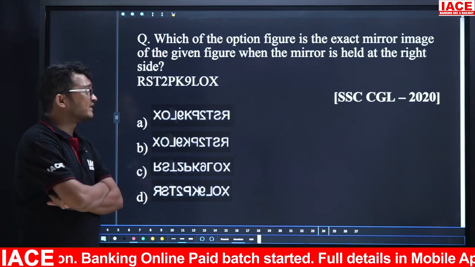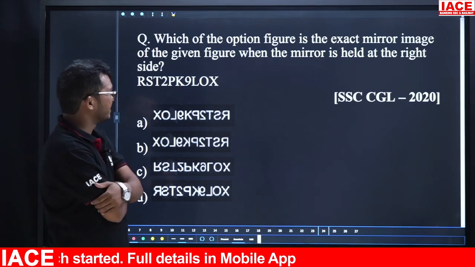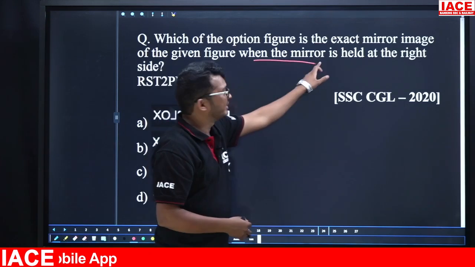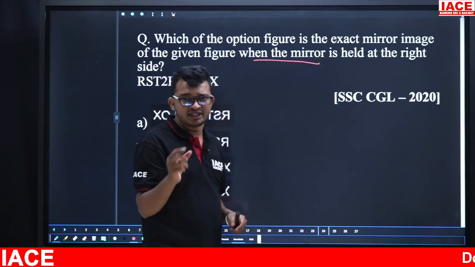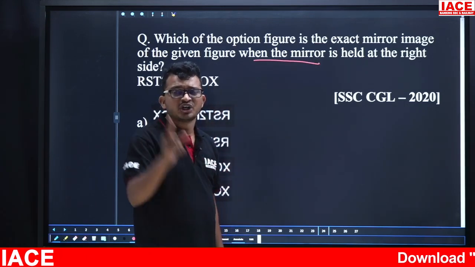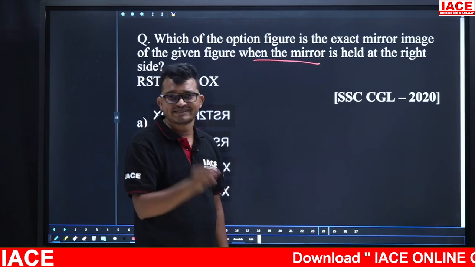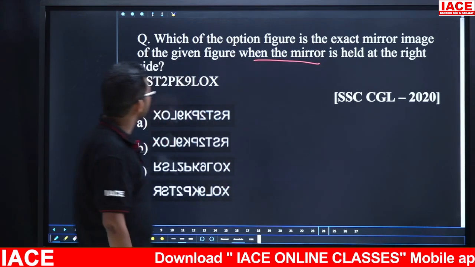Next, take the next question. Your time starts now. Time up. Friends, if it is a mirror image or water image, and here the question is mirror image. Friends, remember, if it is a mirror image or water image, don't convert the entire given word and simply eliminate the options. So take your given one.